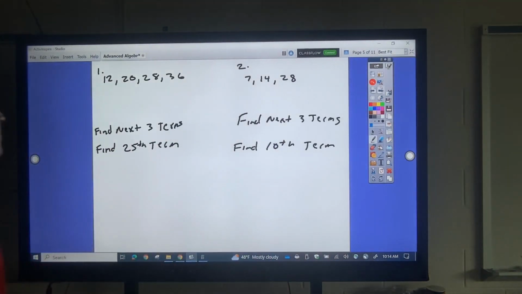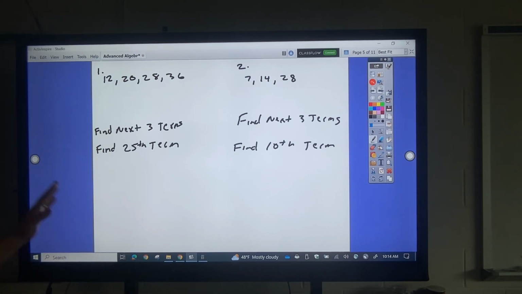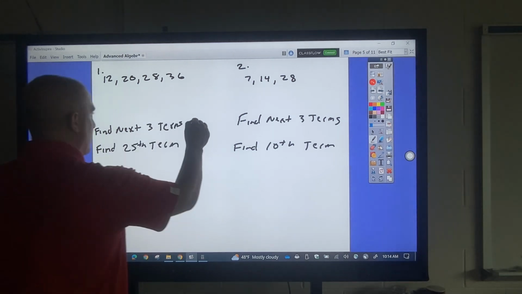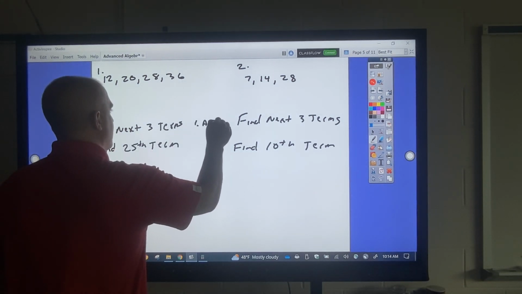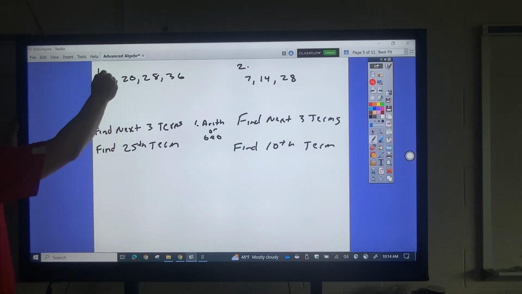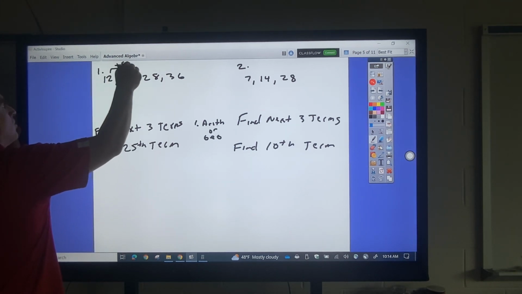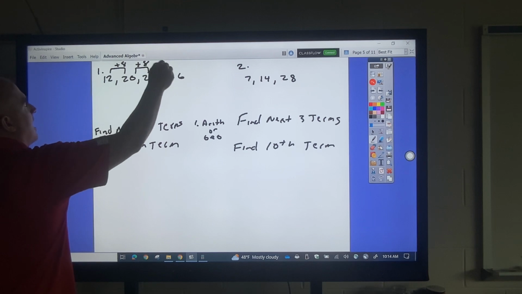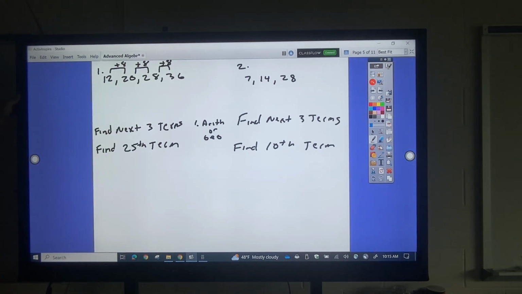Okay, now, find the next 3 terms, and find the 25th term. For this, we still have to figure out, number 1, is it arithmetic or geometric? In this case, I am adding 8. 20 to 28 is adding 8, adding 8. So obviously, this is an arithmetic sequence.